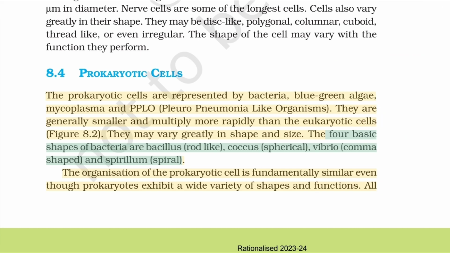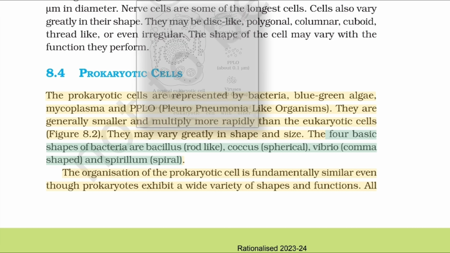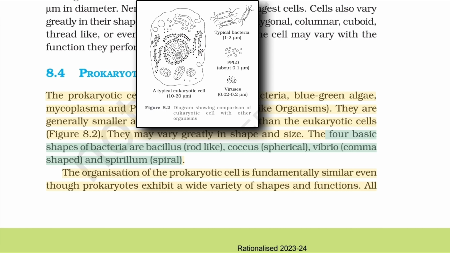8.4. Prokaryotic cells. The prokaryotic cells are represented by bacteria, blue-green algae, mycoplasma and PPLO, pleuropneumonia-like organisms. They are generally smaller and multiply more rapidly than the eukaryotic cells, figure 8.2. They may vary greatly in shape and size. The four basic shapes of bacteria are bacillus, rod-like, coccus, spherical, vibrio, comma-shaped, and spirillum, spiral.